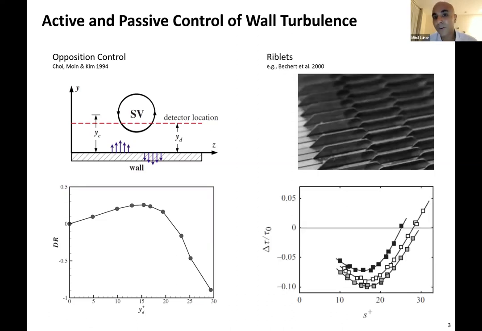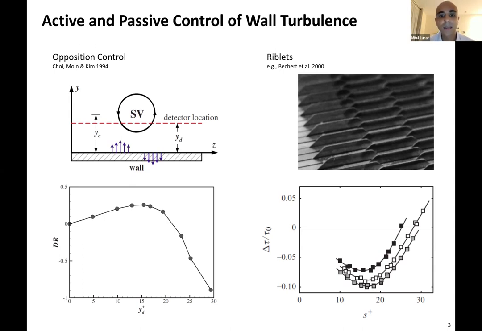The passive control technique that I'm going to focus on involves the use of riblets. These are streamwise-aligned structures placed on the wall. And they work primarily because of their anisotropy. They provide relatively low resistance to the mean flow in the streamwise direction, but they do provide substantial resistance to the turbulent cross flows that appear near the wall. So these riblets push the turbulent cross flows above the wall, weaken them, and thereby lead to drag reduction.